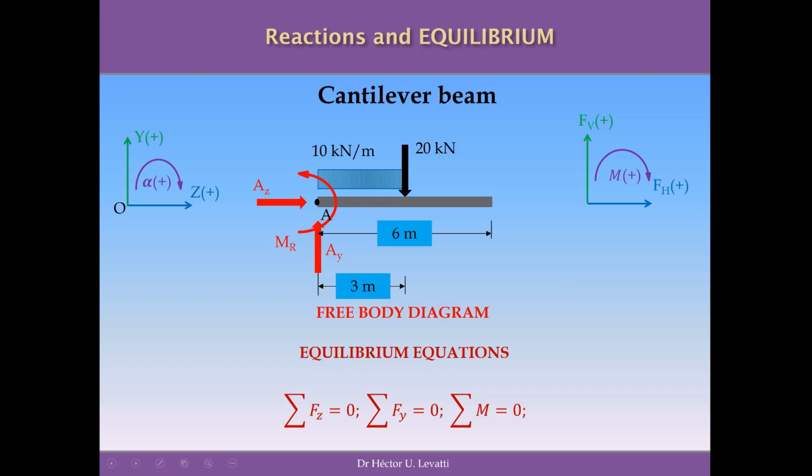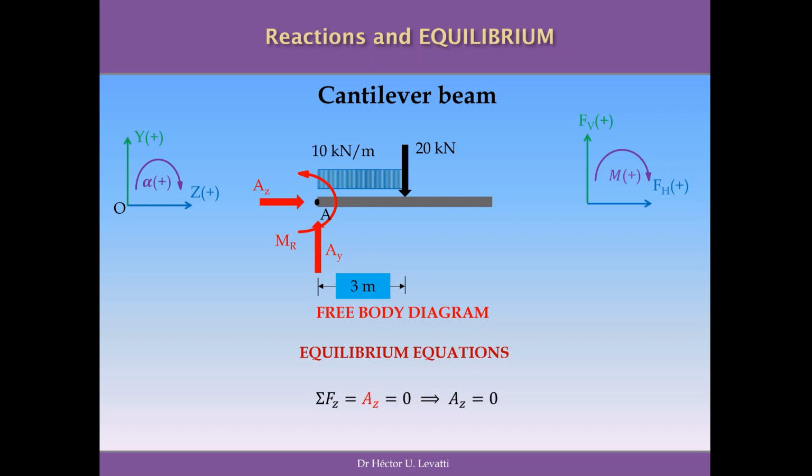We are going to use the equations of equilibrium to resolve this exercise as we did before with the simply supported beam, using the summation of forces in the horizontal direction equal to 0, summation of forces in the vertical direction equal to 0, and summation of moments equal to 0 around the point A specifically. So this is the free body diagram for this exercise, and we are going to start with the summation of forces in the horizontal direction.